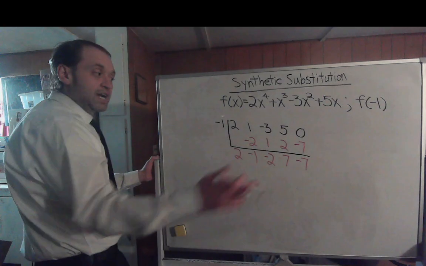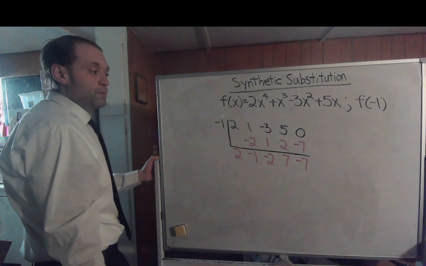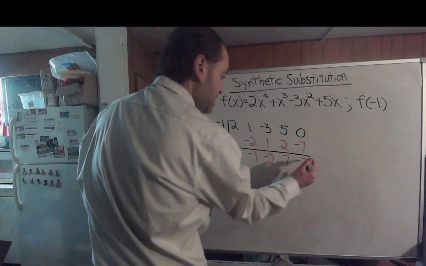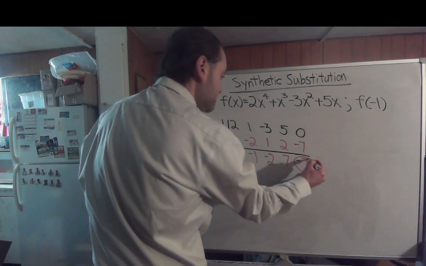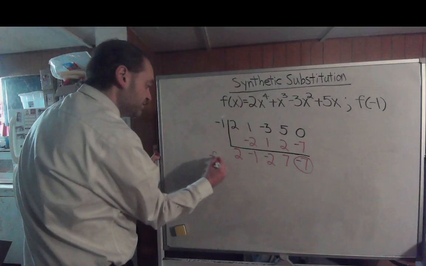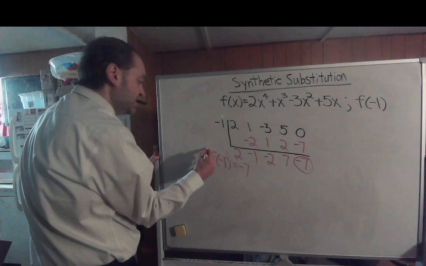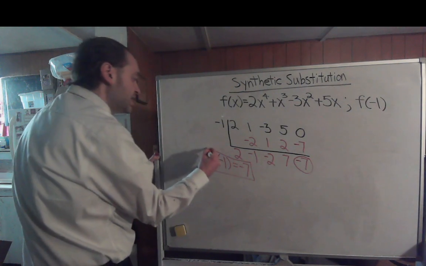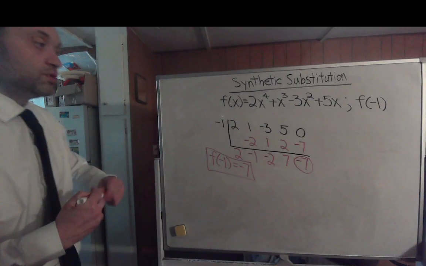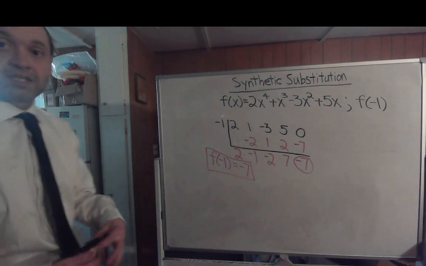So that's why we have to account for the constant value. So that far right number you get is the -7. So that means f of -1 is going to be equal to -7. So f of -1 is equal to -7 by synthetic substitution.